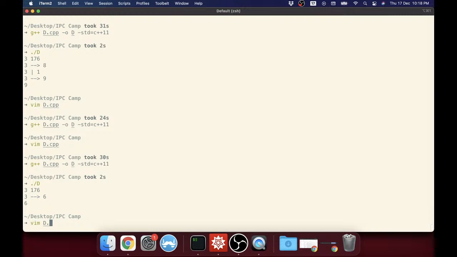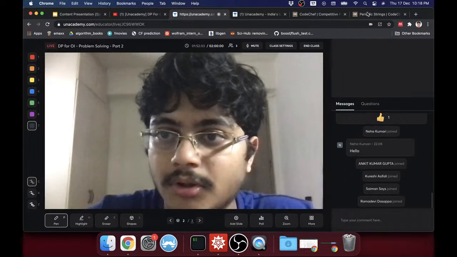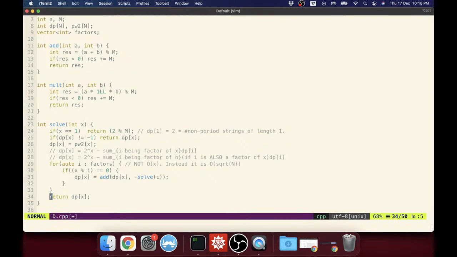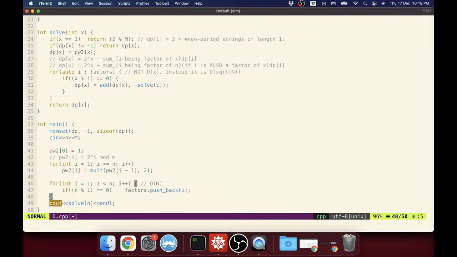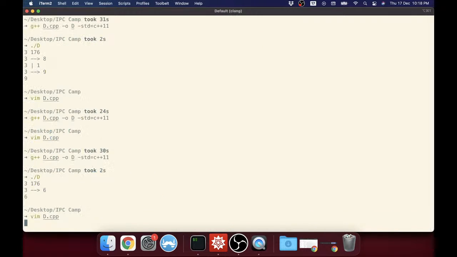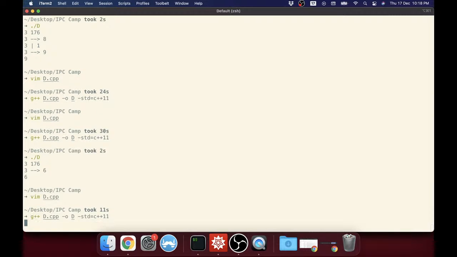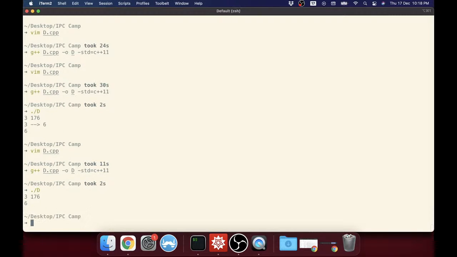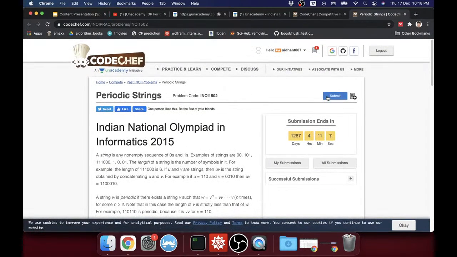Six, which is correct, I think. Yeah, okay. Let's see where we have debug statements. Okay, so this is our code. Yep, works.